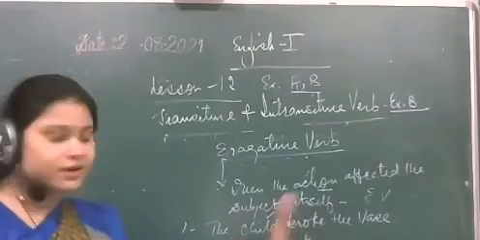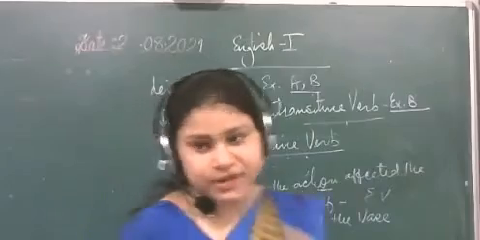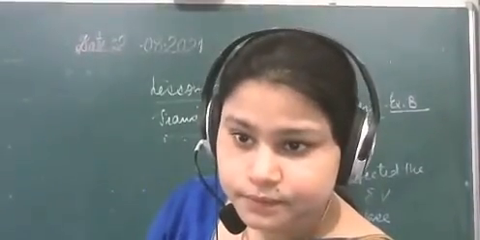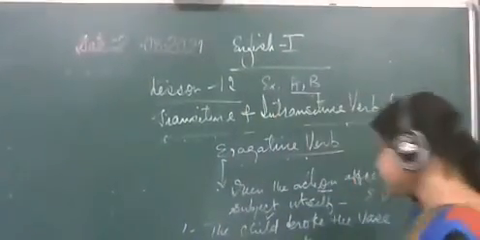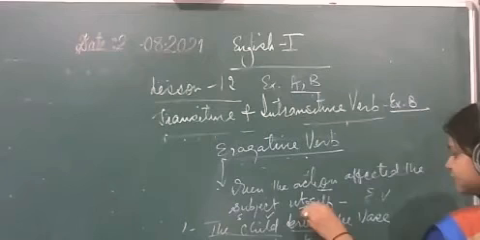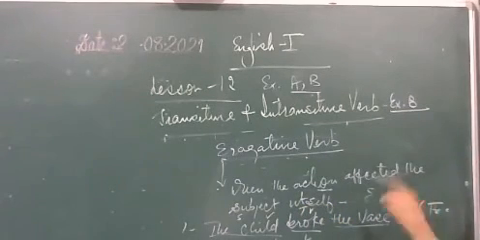The child broke the vase. Here the child broke the vase. It is not a type of ergative sentence. Why? Because you can see that here the child is subject, broke is transitive verb, and the vase is object. So it is a type of transitive sentence.